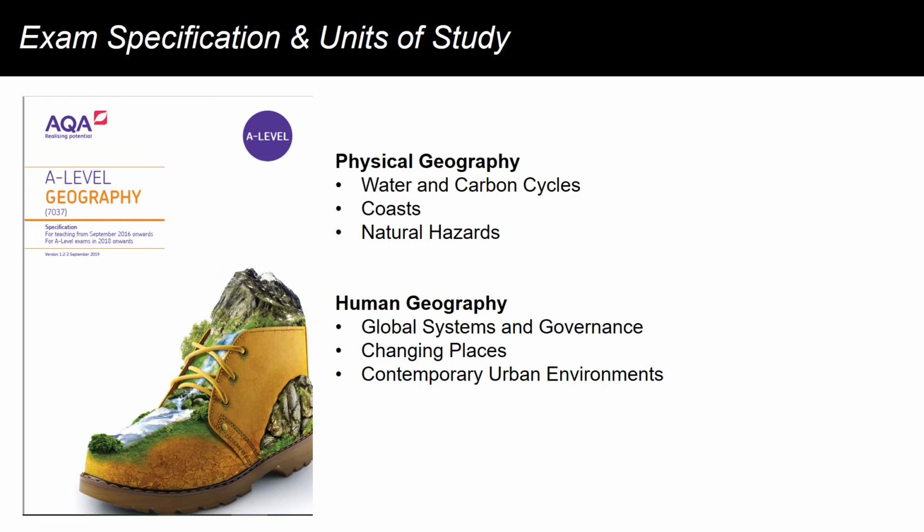From a human point of view, we look at global systems and governance. How do they operate? How does the world work together to create this global system? How does Antarctica provide us with a perfect example of how countries can work together in accordance with a united front? We look at changing places, how our sense of place can attach us to a location and how that can change over time. And finally, we look at contemporary urban environments, cities, how they develop, how they grow, how they change, the impact that has on people, and how we can make sure that they're sustainable for the future.